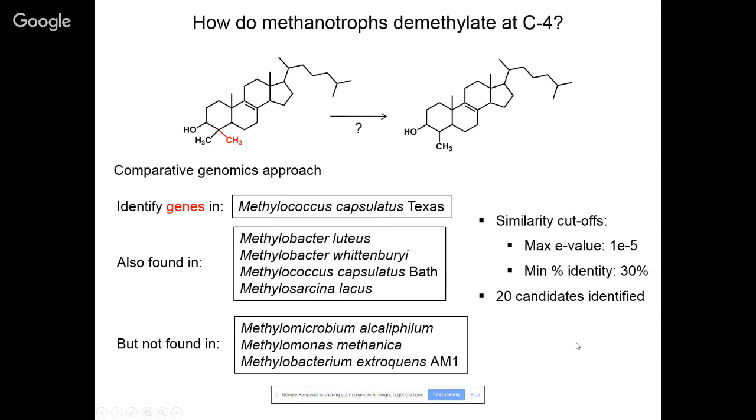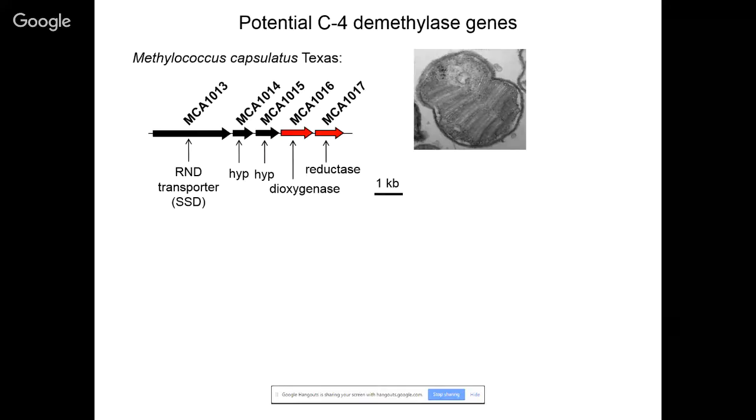So I started to do some just genome gazing and looking at these different genes that popped up, and I kept getting this operon, and I was intrigued by this operon because it contained this dioxygenase and this reductase, but it also contained a transporter that had a sterol sensing domain. But other than that, there wasn't a lot of genomic context.